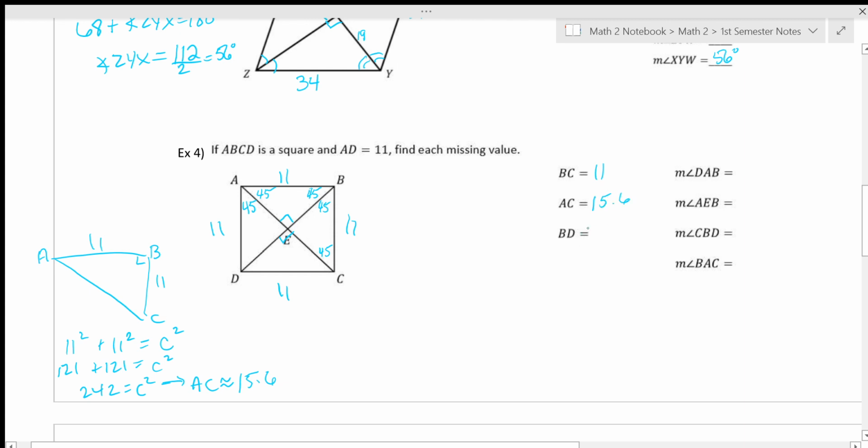And then BD would be the same, because with a square those diagonals are going to be congruent, a property of a rectangle, which a square also has. DAB is a 90-degree angle. AEB is a 90-degree angle. CBD is a 45-degree angle. And BAC is also a 45-degree angle.